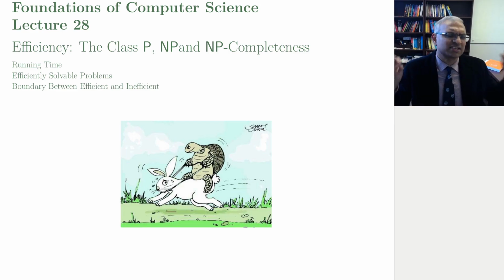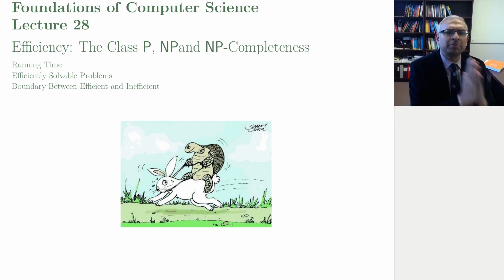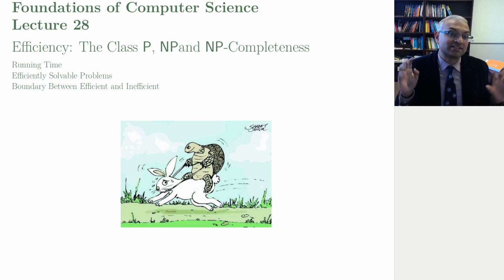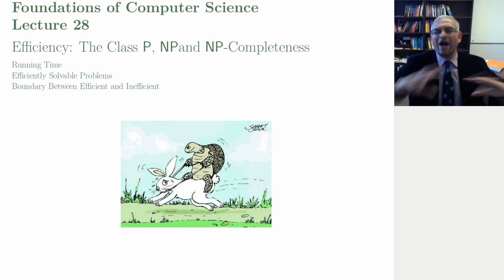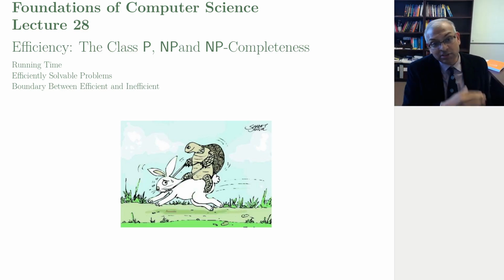Okay, so let's have some fun discussing efficiency. We're going to talk about the class P, polynomial, the class NP, which is not non-polynomial. It stands for nondeterministic polynomial. Wow, fancy words. And then we'll touch on this famous concept called NP completeness.